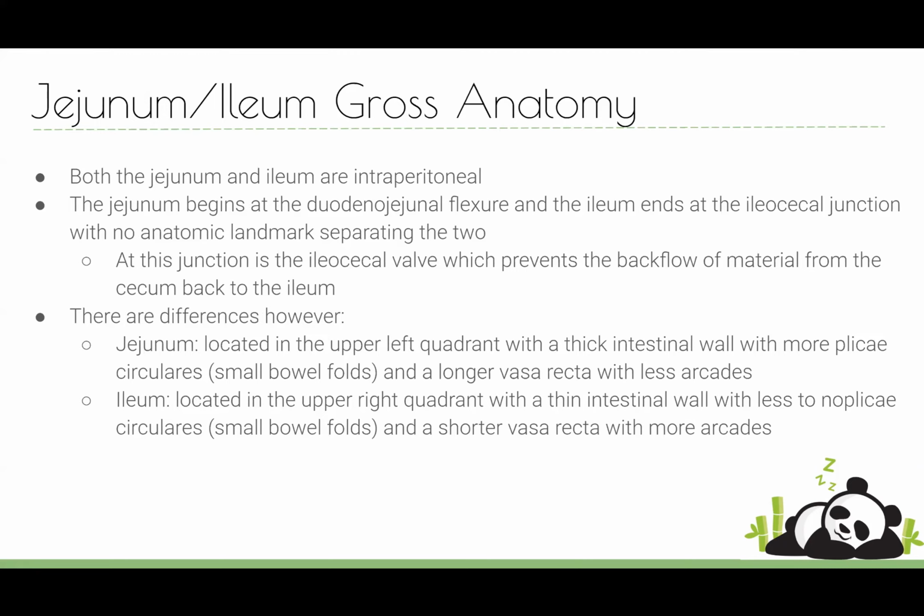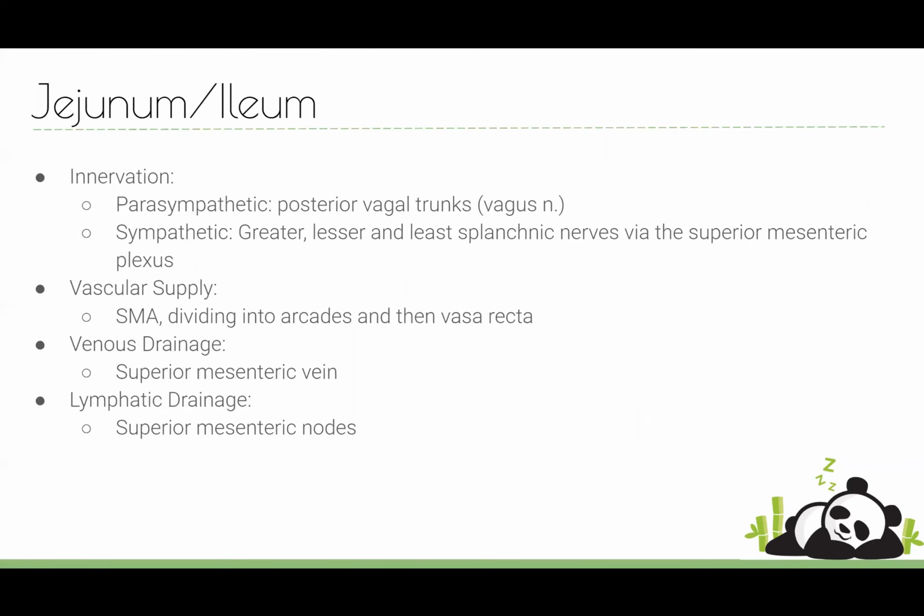There are also other differences. The jejunum, generally speaking, is in the upper left-hand quadrant. It has a thick intestinal wall with more plicae circulares, these folds. And the ileum will have fewer or no plicae circulares, not what I've typed there, as well as shorter vasa recta, the more arcades we talked about earlier, and a thinner intestinal wall. Again, the innervation, vascular supply, venous drainage, and lymphatic drainage I'll talk about.